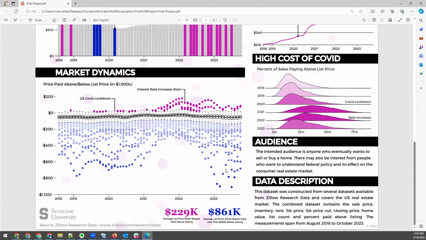And the intended audience for this poster is anybody who really wants to eventually buy or sell a home, or who is buying or selling a home, or who did recently. There may also be people who understand federal policy and are interested in the effects on consumer real estate markets, or maybe you're just a real estate agent and you're interested in seeing some of the trends or other information that goes on. So that's all I have for my poster.